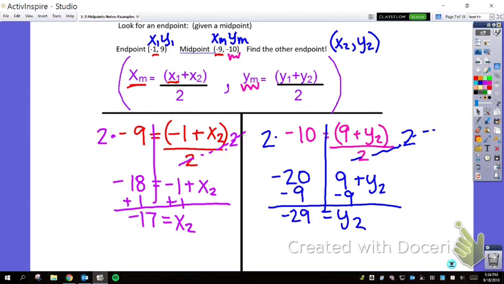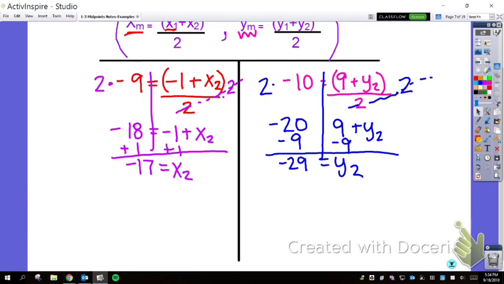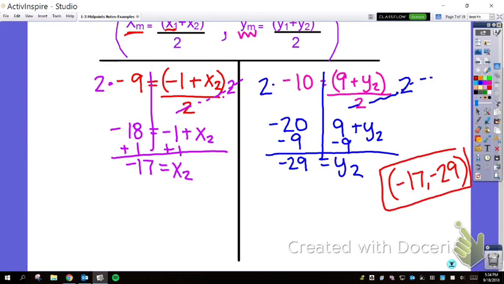So when it wants us to write this as a coordinate point, we would just write our point is -17, -29, and that would be your coordinates. Okay, so those are really the only three types of problems that we have. I do want to look at one more thing with you, which is on a number line.